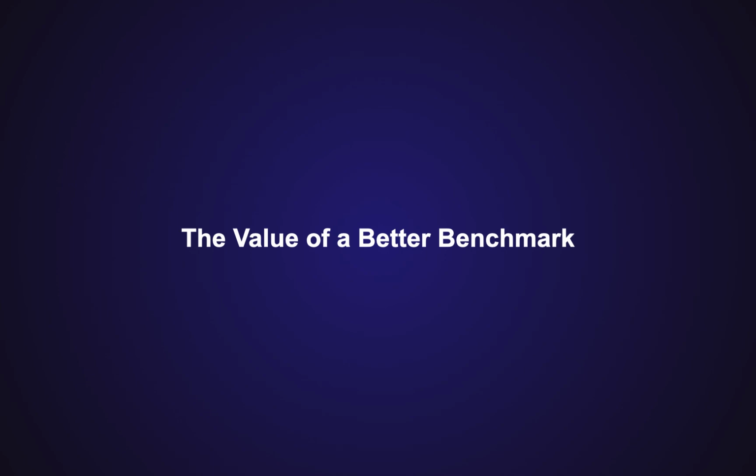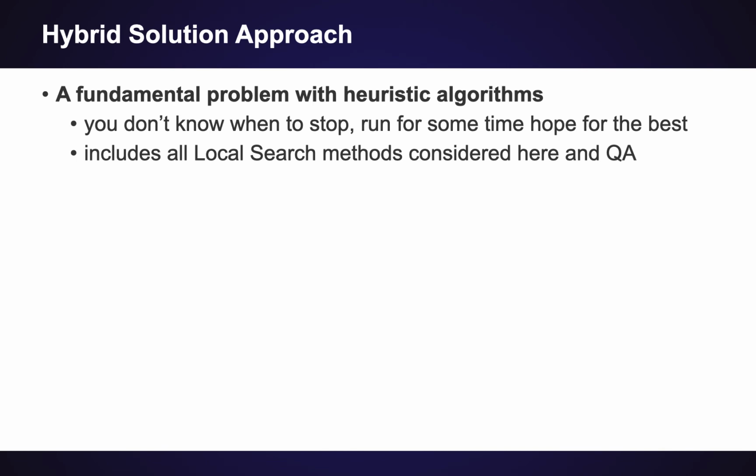So going back to the value of a better benchmark, now that we have an instance class that shows a significant performance gain, we can start to do new and interesting things like hybrid solution approaches. So this is really just a proof of concept to show that this is possible. But there's a fundamental problem with all of the heuristic algorithms we've considered, which is that you don't know when to stop. With these types of algorithms, you run them for a certain amount of time, and then you just hope that you find a high-quality solution, but you don't really know.